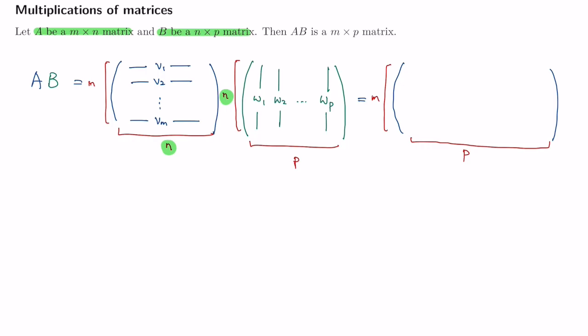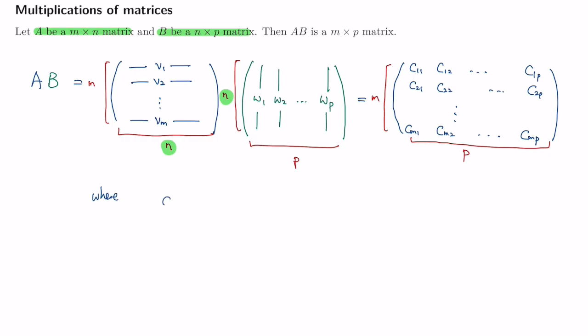So if I call the entries C11, C12, up to C1p, and then C21, C22, up to C2p, and since I have m rows, CM1, CM2, up to CMp. Then you ask yourself, how do I get the ij entry? For example, how do I get the 11 entry?